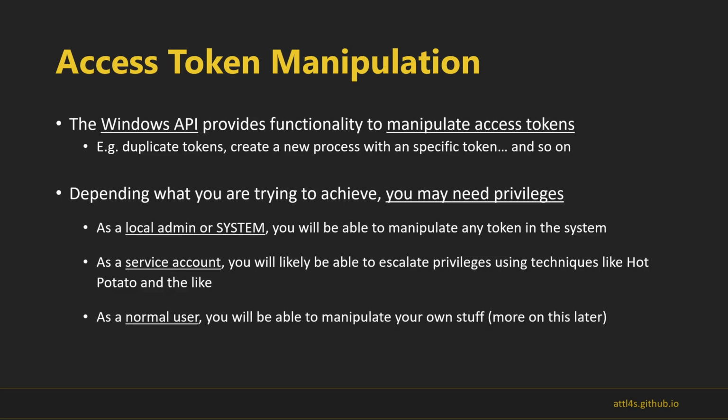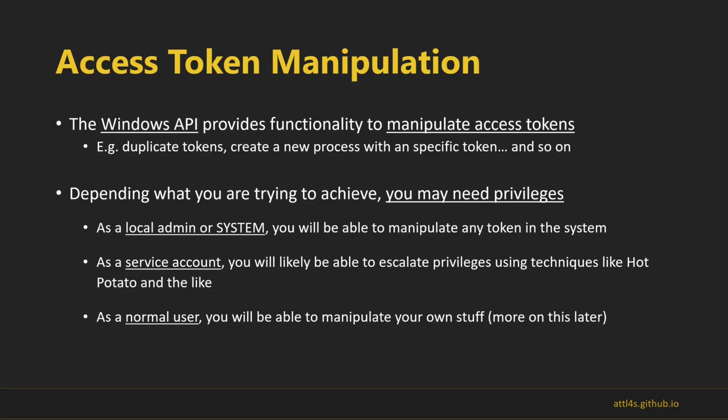The Windows API provides functionality to manipulate access tokens. We can use legitimate functions to duplicate tokens, to create new processes with a token, and so on. But of course, depending on what you are trying to do, you will probably require privileges. If you want to steal stuff from other users, you will typically require a high integrity process. If you are SYSTEM or a local admin, you will be able to do anything.